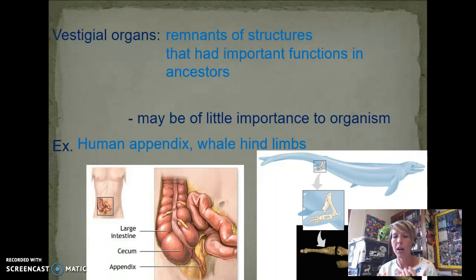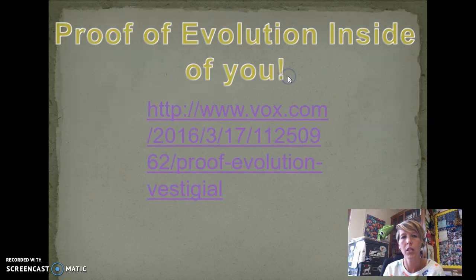An example in another species is the whale. Whales literally have remnants of hind limbs, showing that at one point they walked on land. So those are vestigial. They clearly don't need those anymore, but they're still there. They're of little importance. So it just shows that there's been change through time. Vestigial organs. Those are pretty cool.